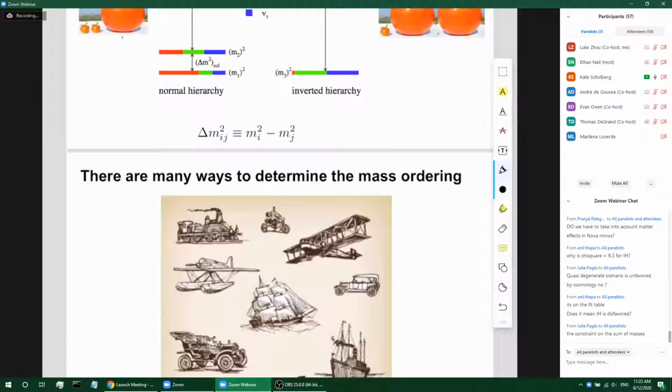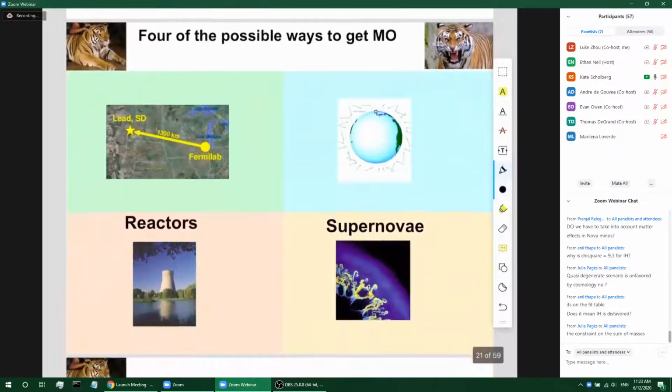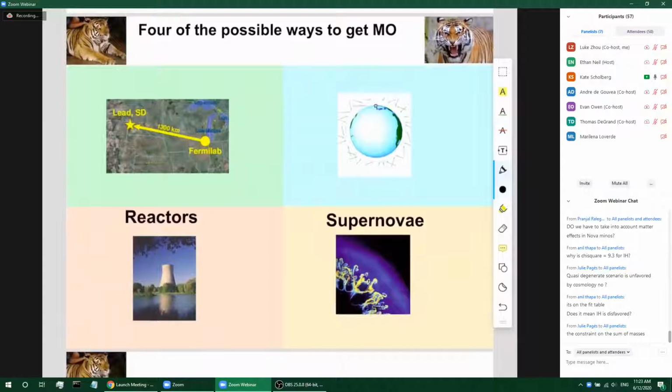Does it mean that IH is disfavored? And yeah, I think the answer is it's mildly disfavored. It's certainly too strong to say IH is ruled out. The data like normal ordering a bit better. Okay. Yeah, I mean, the constraint on the sum of the masses from cosmology is something like 0.4 or something, in which case I think you could still call it quasi-degenerate. I think that's not, it's not really disfavored.